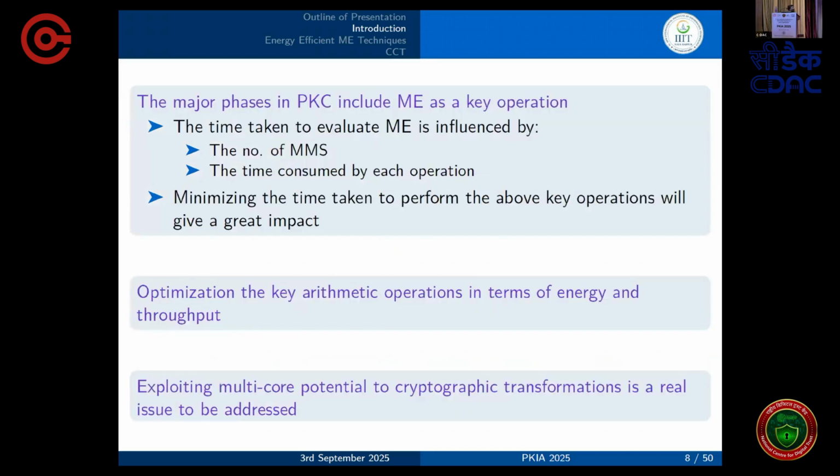So from this, we can conclude that the major component of every public key cryptography system is modular exponentiation. The time taken for evaluating modular exponentiation depends on the number of modular multiplications involved, as well as the time needed to evaluate each modular multiplication operation. If we minimize the number of modular multiplications involved in modular exponentiation, indirectly we are increasing the throughput of the system. The minimization can be done in many ways.